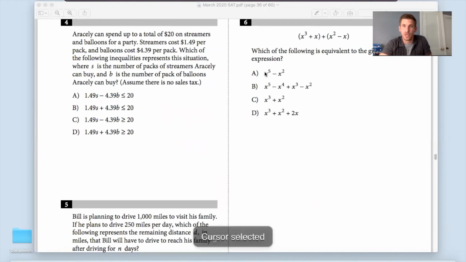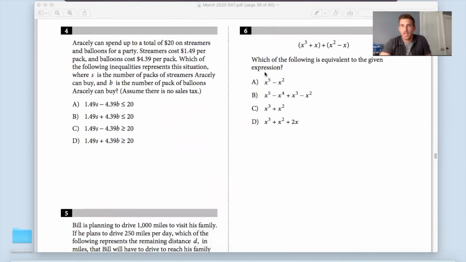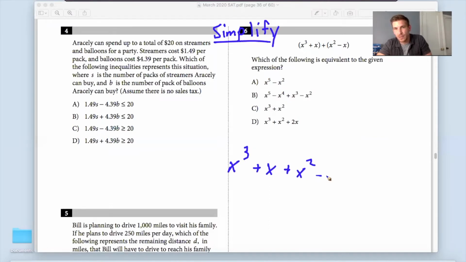So let's move to question 6, and it says, which of the following is equivalent to the given expression? Now, for this particular question, it just looks like you're combining like terms, right? You're simplifying, or you're combining like terms. And I would say the most common mistake is if there is a negative sign here, you forget to distribute the negative sign, and then you get incorrect like terms. But because this is a positive sign, I'm just going to take these values out of the parentheses, and I get x to the third plus x squared minus x.